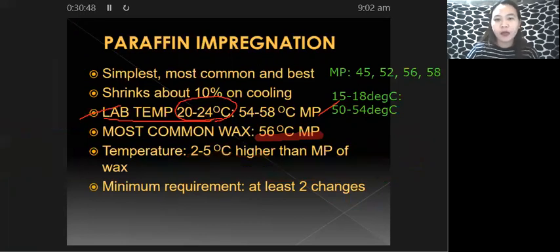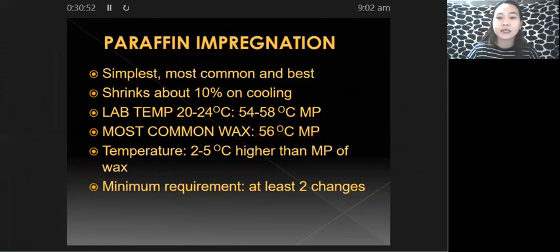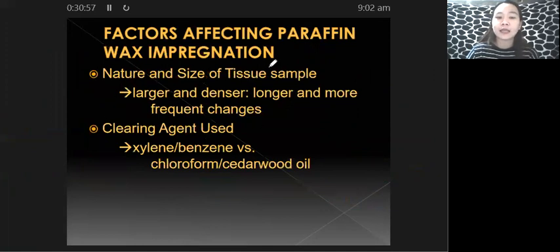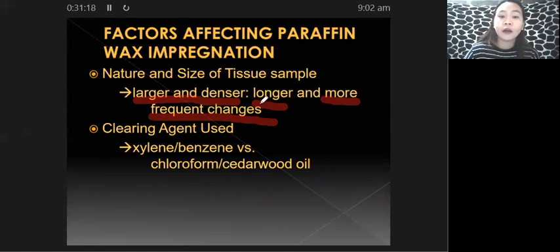Right. So other factors which will affect paraffin wax impregnation would include the nature and size of your tissue sample. For larger and denser tissue samples, this would require longer and more frequent changes.